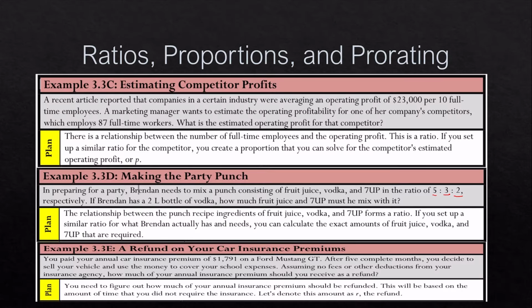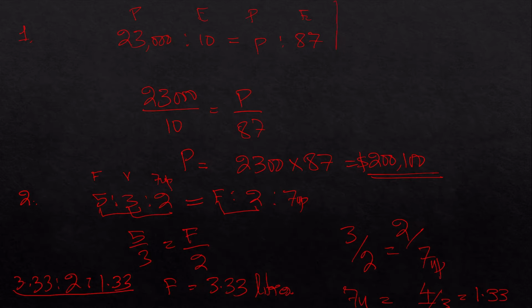The third one: you paid your annual car insurance premium of 1,791 on a Ford Mustang GT. After 5 complete months, you decide to sell your vehicle and use the money to cover your school expenses. Assume no fee or other deductions from your insurance agency. How much of your annual insurance premium should you receive as a refund? Now, very simple. I'm going to divide this slightly to solve this third one. We paid 1,791 for 12 months.